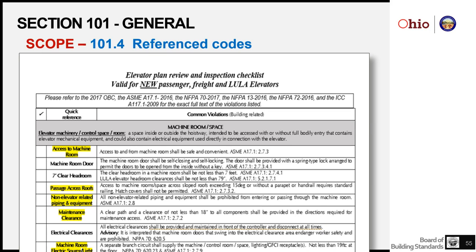So this matrix is created. It is for coordination of enforcement between those two entities that have enforcement authority over something that is within the same building. Our Division of Elevators is more than welcome and welcomes the opportunity to work with any building departments, any building officials that want some more clarity about this and what they should be looking at.